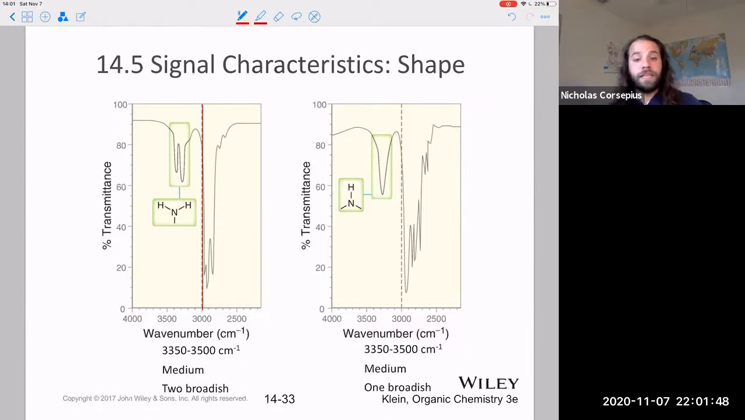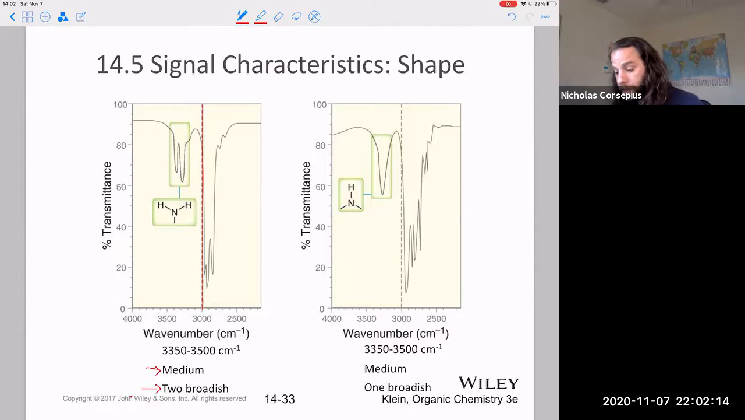What makes them so easy to distinguish from alcohols is that they're medium, right? So they're not going to be as intensely absorbing as an alcohol group. So how do we distinguish them from a carbon-hydrogen bond? Well, they've got some broadish nature to them. How do we distinguish them from an oxygen-hydrogen bond? Because they're on the medium end of absorption instead of the strong end of absorption.